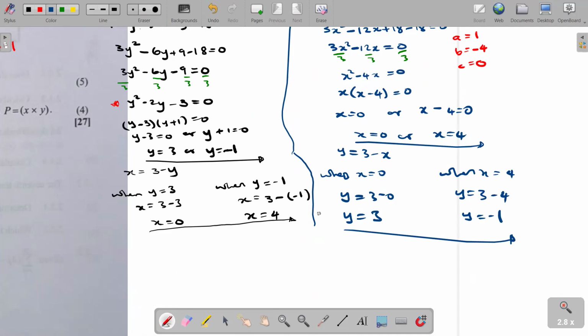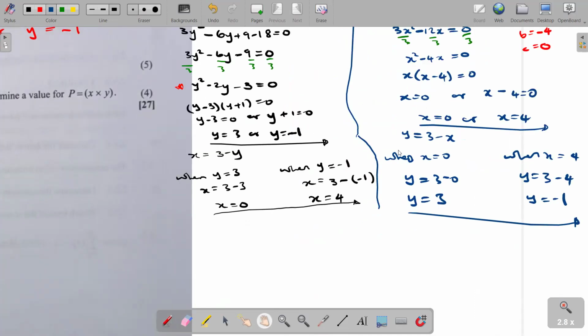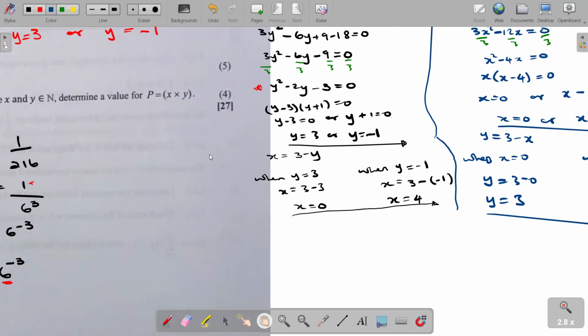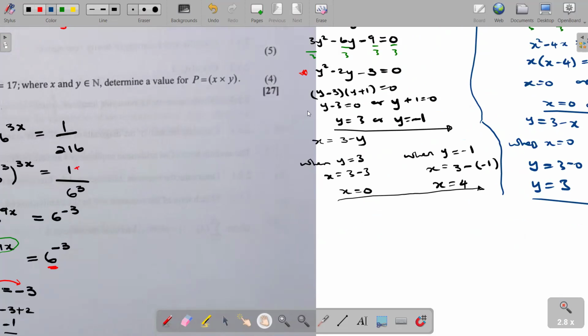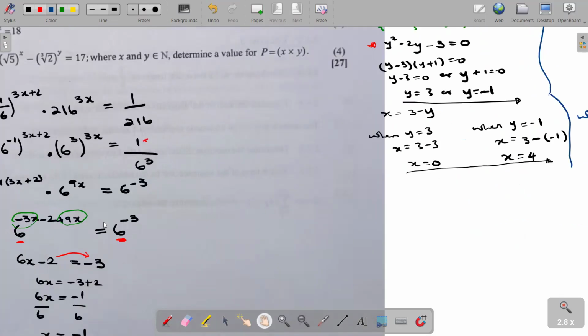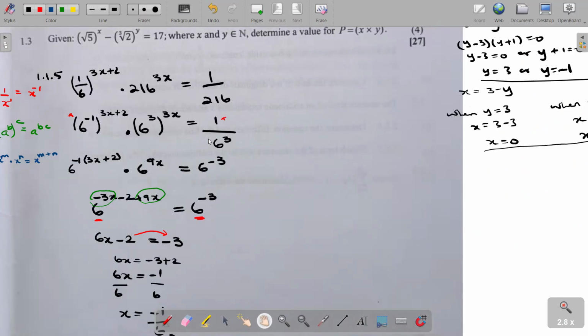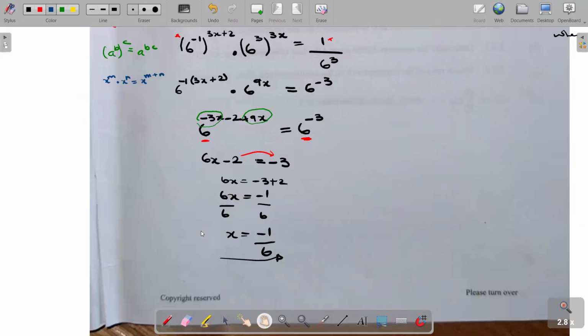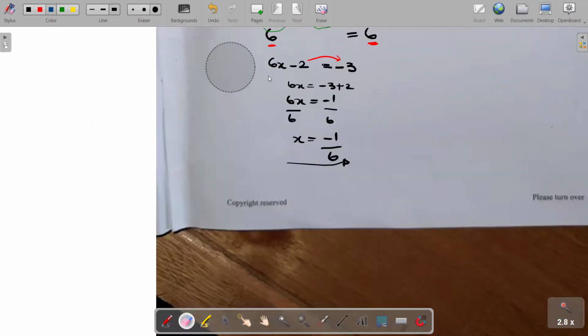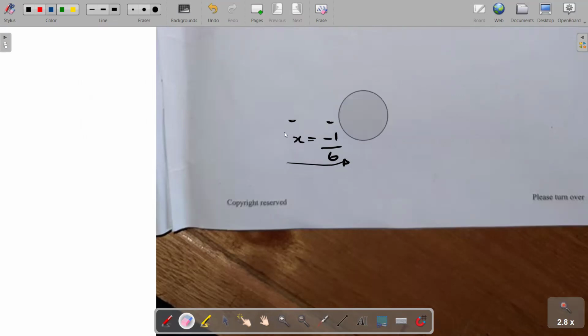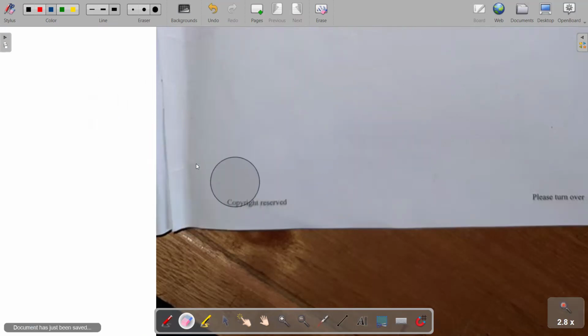Always make sure that you finish the equation because you are solving for both x and y. Don't make the mistake of only solving for one. Then let's go to the last part. So here, let's remove this.